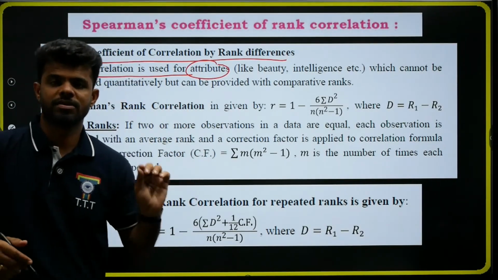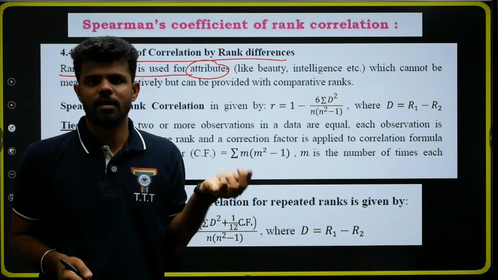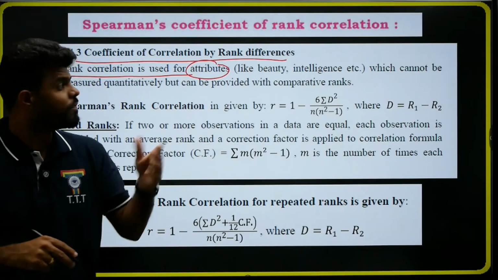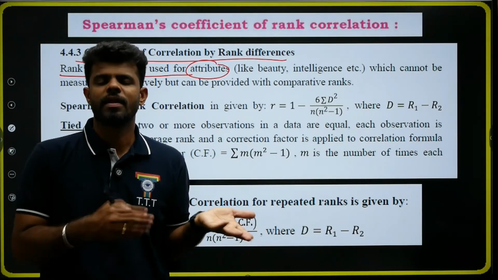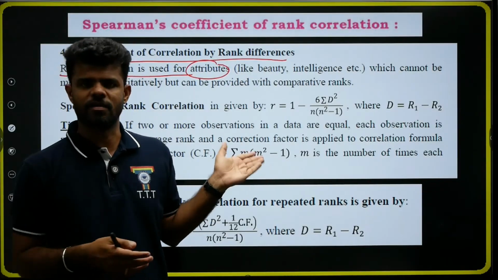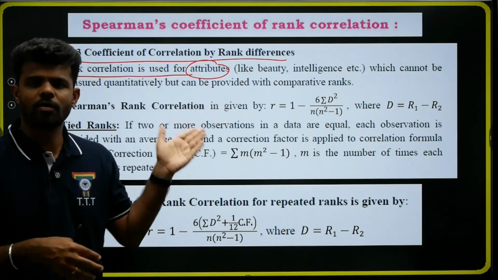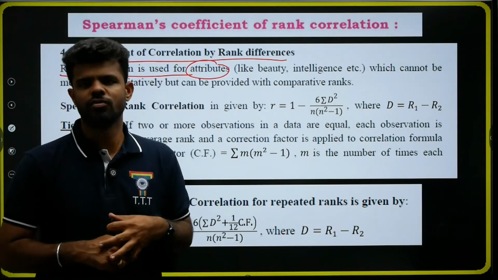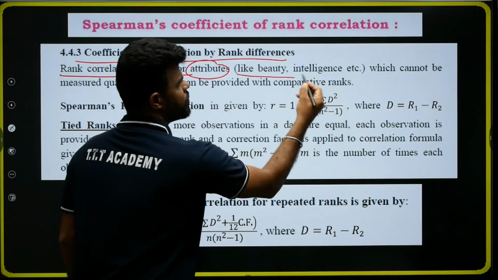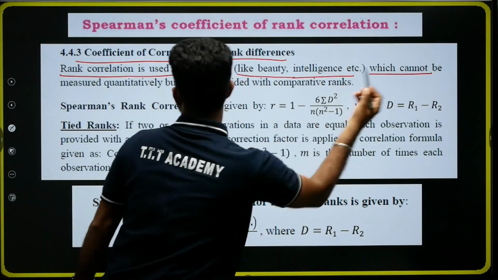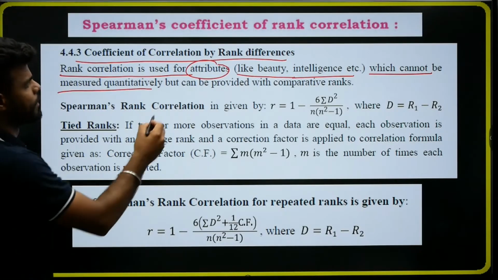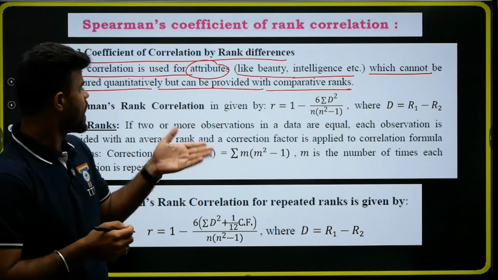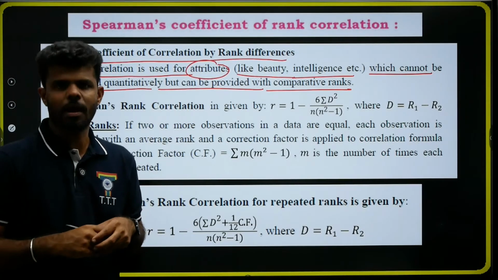See, we apply the Karl-Pearson coefficient of correlation to variables. To find out what relationship exists between variables, we use the Karl-Pearson coefficient of correlation. For attributes, meaning the data which cannot be numerically measured, that is called attributes. So if it is attributes, then we have to apply Spearman's rank correlation coefficient to calculate the correlation between two variables. Like beauty, intelligence, etc., which cannot be measured quantitatively but can be provided with comparative ranks. Now, in ranks you can compare, so we apply Spearman's rank correlation.